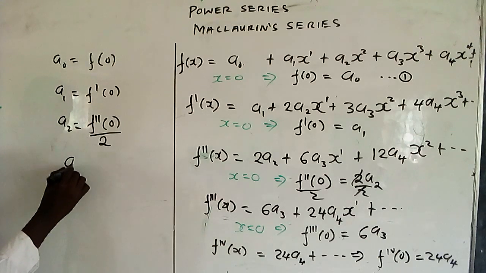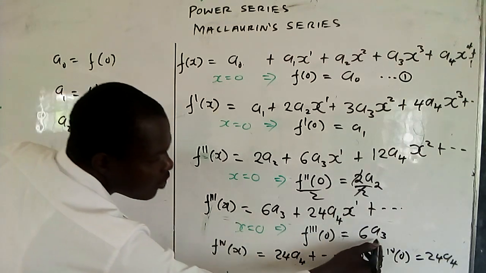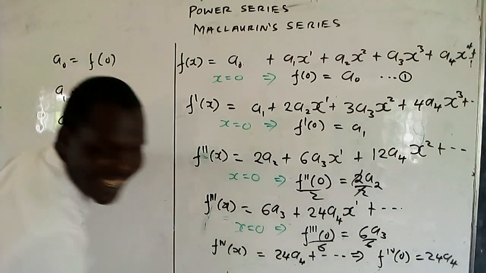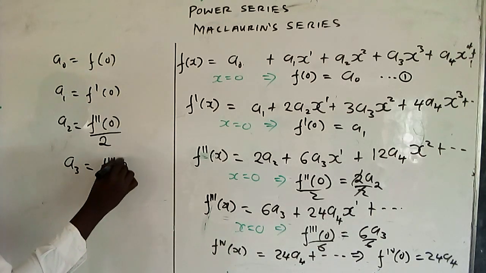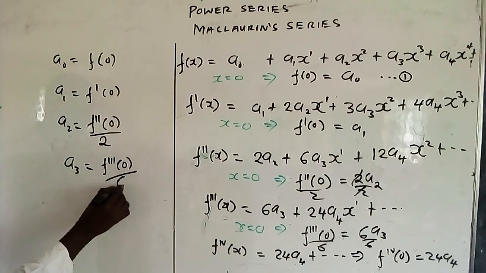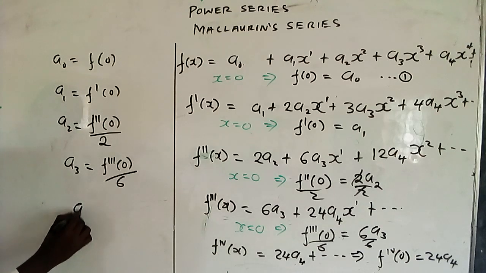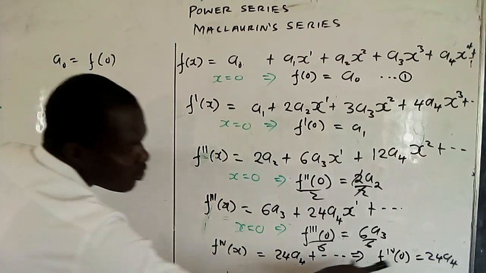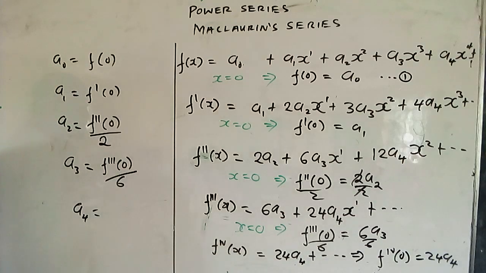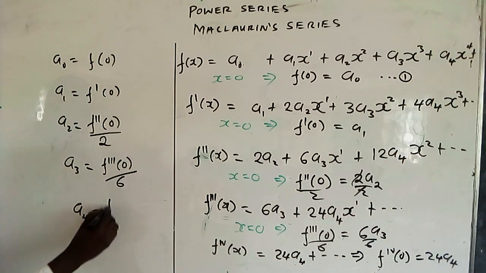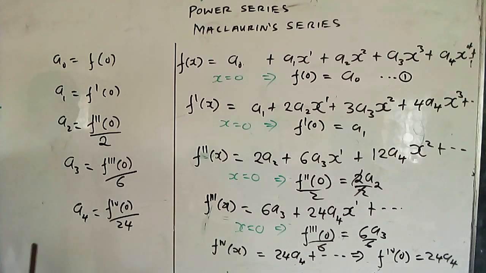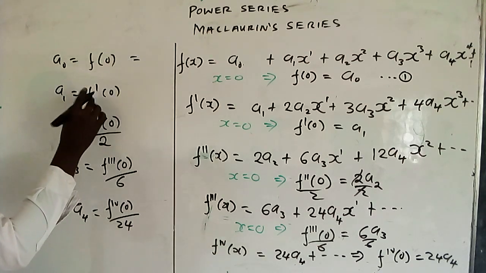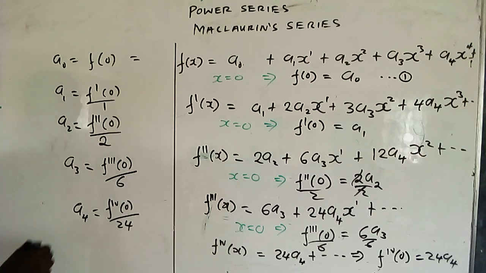Then you move again. What is a₃? A₃, it means you divide both sides of this equation by 6. So you get a₃ is f triple prime of 0 over 6. Then you move. What is a₄? A₄ means you divide both sides of that equation by 24. So you get a₄ is f raised to power 4 of 0 over 24. Now if you look at this, f of 0 is just over 1, isn't it?